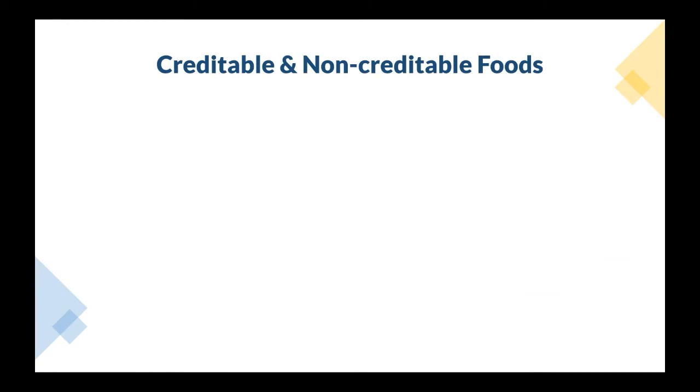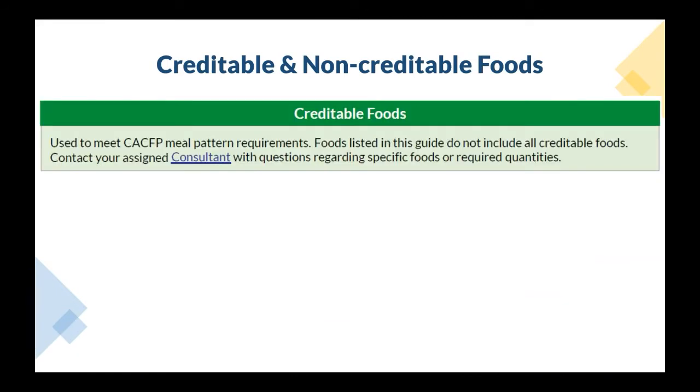So let's start with the first page of the guide and define what creditable and non-creditable foods are. Creditable foods can be served as a component to meet CACFP meal pattern requirements in meals and snacks. To claim a meal for reimbursement, all food components served must be creditable. In each meal component section of the guide, creditable foods are listed in the green box.